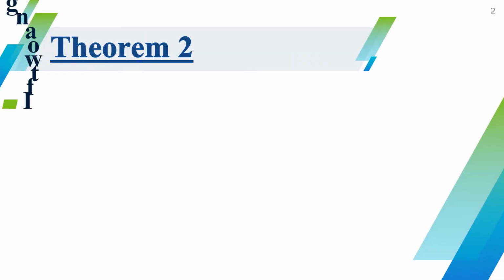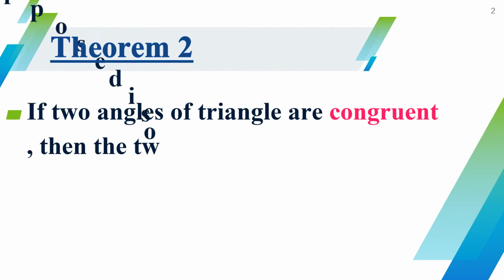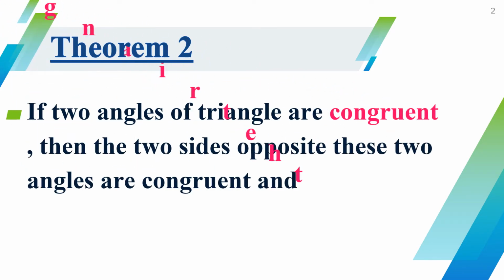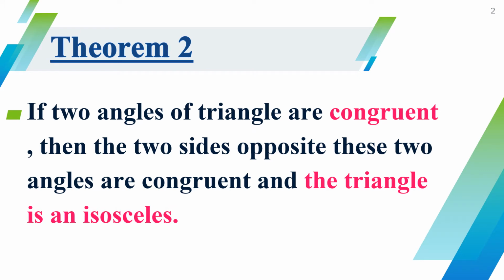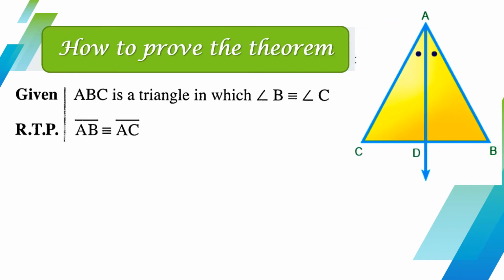Theorem 2: If two angles of a triangle are congruent, then the two sides opposite these two angles are congruent and the triangle is an isosceles. How to prove the theorem?